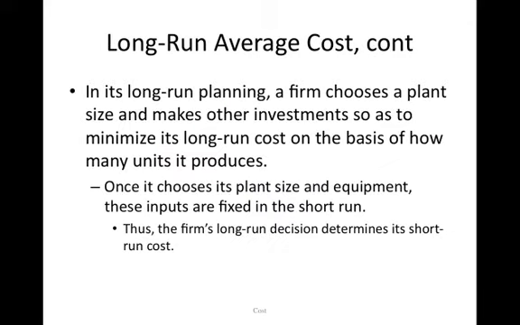Now, what's important here is to remember that when firms are making these long-run decisions, it's actually choosing a plant size or a farm size, if you want, and it makes other investments to minimize its long-run cost on the basis of how big it wants to be. So if you pick the size of the operation that you want to be, what you'd like to do is actually say, okay, for a firm of that size, I want the least cost production facility and the least cost equipment that would make me an efficient producer insofar as cost minimization is concerned.